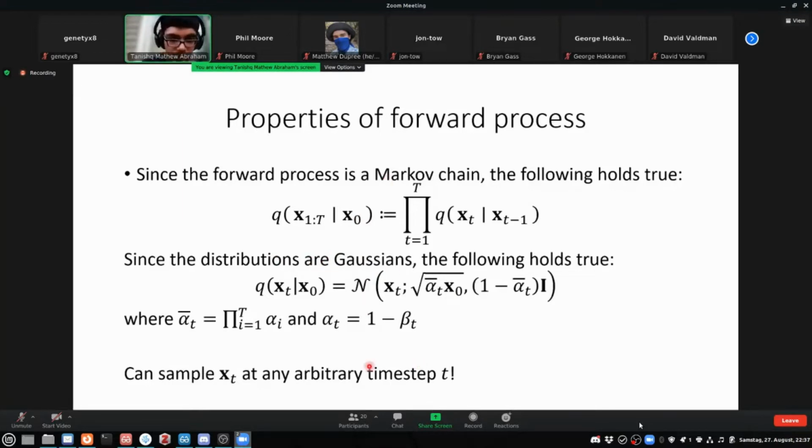Okay. So again, just to clarify, beta t are all constants that are predefined. So these are all just constants that we already know.